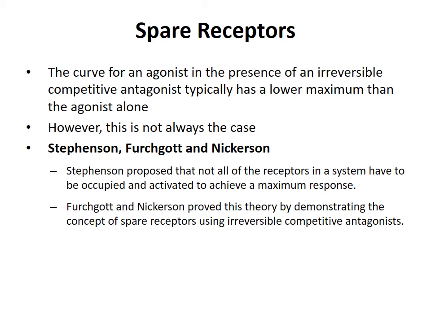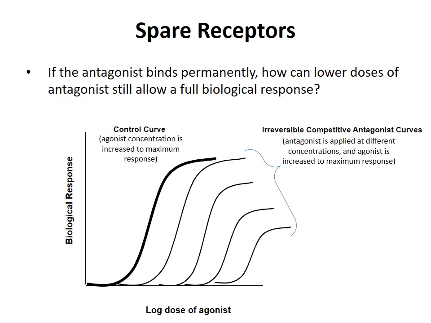The exception that I'm talking about is that in some cases, even an irreversible antagonist will still allow you to achieve the maximum biological response if the irreversible antagonist only occupies a small percent of receptors, or a percent that's small enough that you still have enough available receptors to achieve a full biological response. And that's called the spare receptor theory. So here's how it would look.